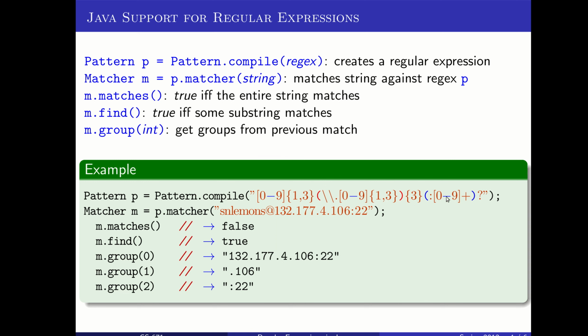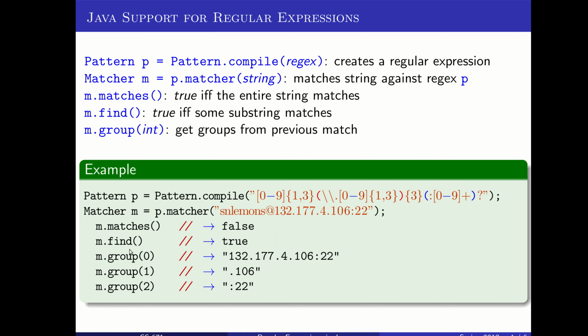We compile a regular expression using the thing that we looked at a moment ago that would match IP addresses. Matches returns false because I've got this username@ before the part that would actually match my regular expression. Find returns true because we're able to find some part of it that matches the regular expression. From the 132 out to the 22 will match our regular expression.